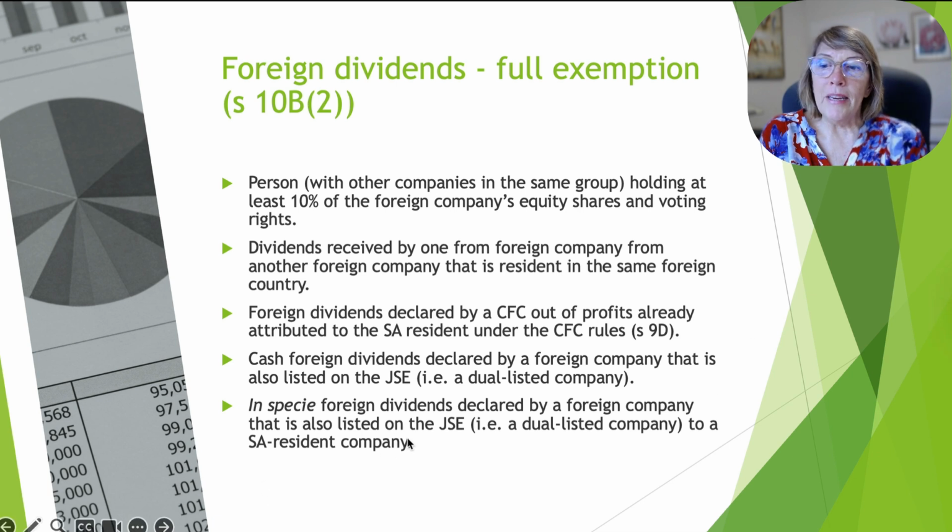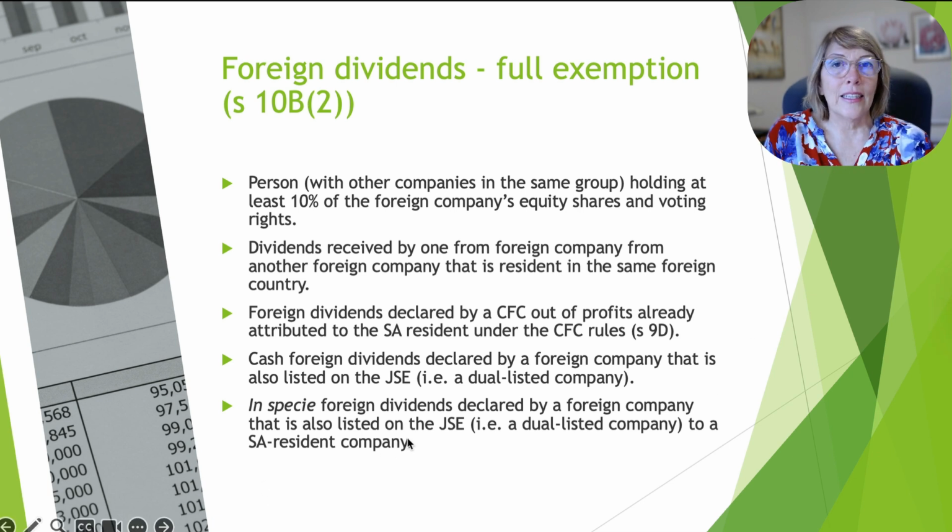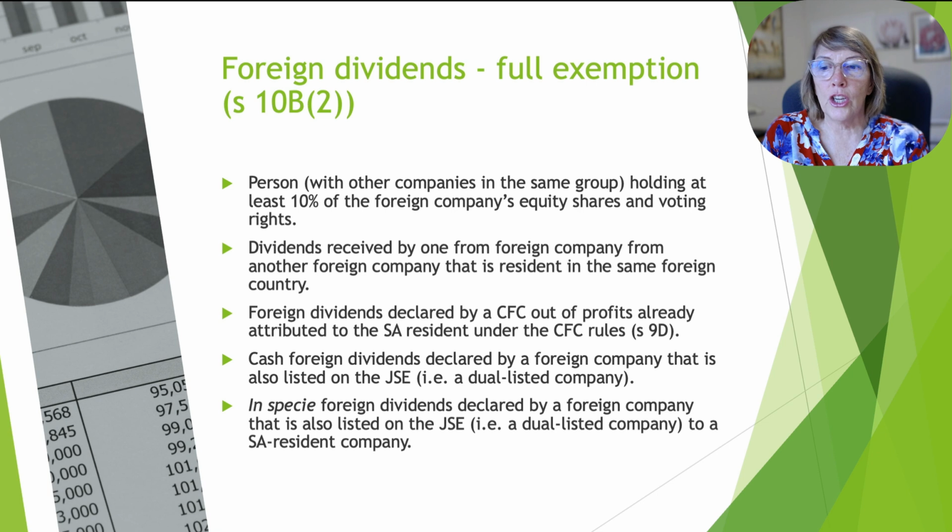And if you get in specie, so this is where there's an asset that is distributed as opposed to cash, foreign dividends declared by a foreign company that is dual listed, it will be fully exempt if you've got an in specie dividend going to a South African resident company. All right. The two most common ones are where you hold at least 10% of the shares, or you've got this dual listed company. All right.